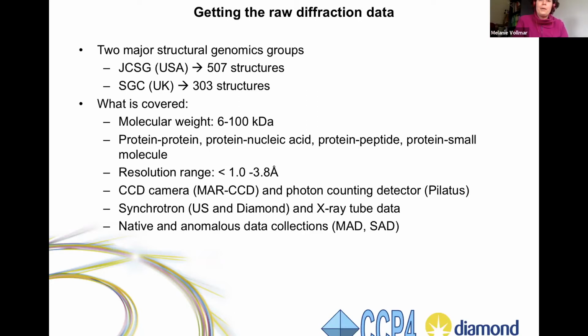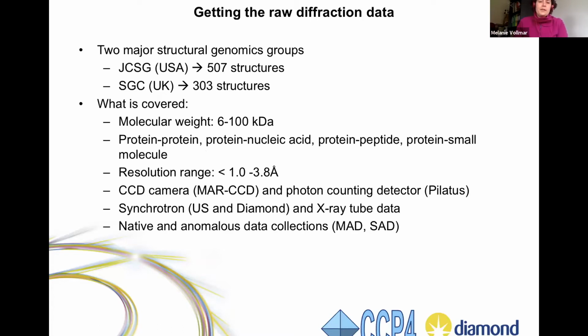And to make me independent of what's going on, I decided to first of all go for publicly available data. In this case, I used data from two structural genomics groups, one in the US and one in the UK. They gave me a total of 810 structures where I got the publicly available diffraction data in order to work on the project. The data is from proteins ranging between 6 and 100 kilodaltons. It could be single chain or in combination with other proteins, nucleic acids, peptides, small molecules. So there are several forms of complexes.